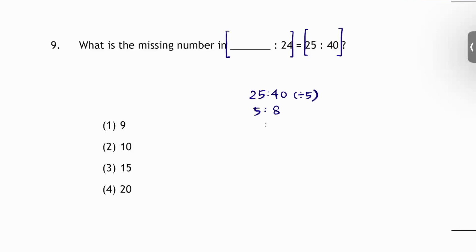Now, you're trying to get the answer in the blank. But you know that this number must be 24. So the equivalent ratio will multiply by 3. When this becomes 24, the number 5 multiplied by 3 will give me 15. And that's the answer. Option number 3.